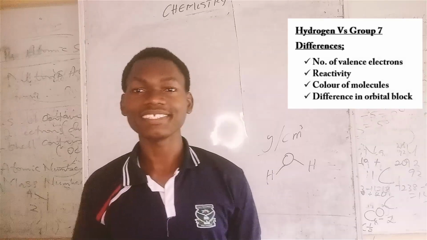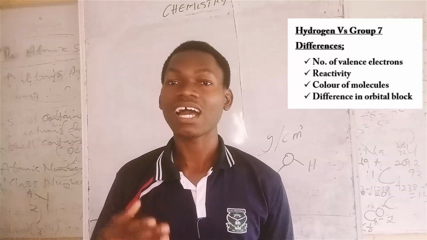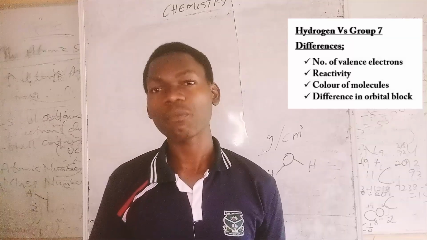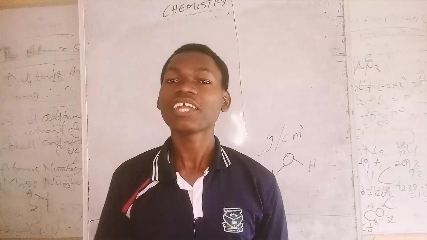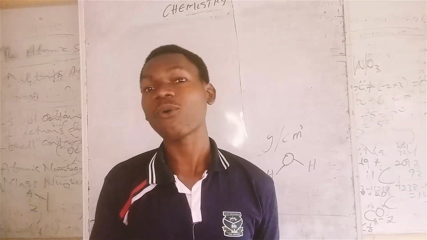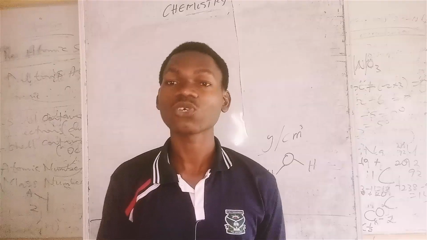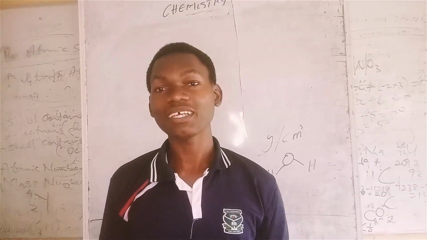Now we have looked at the differences and the similarities between group 1 elements and hydrogen. Can you tell me in the comment section, with all this we have discussed, where exactly hydrogen should be? Is it the group 1 elements, which are the alkali metals, or the group 7 elements? So drop it in the comment section.